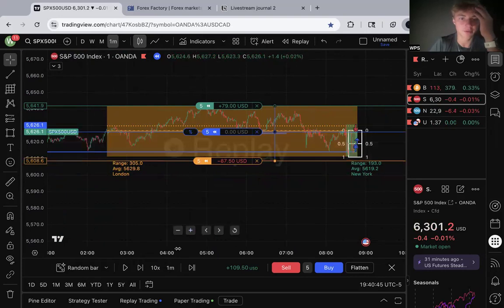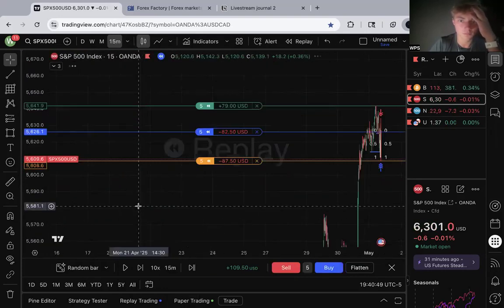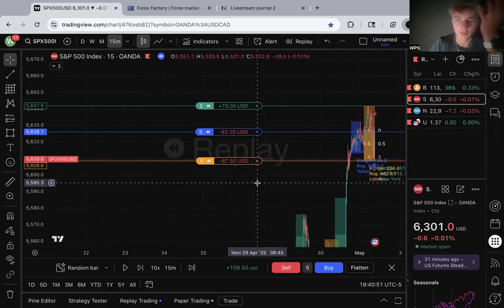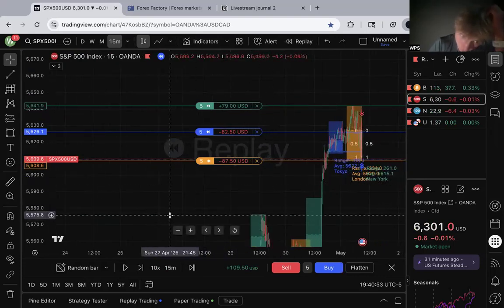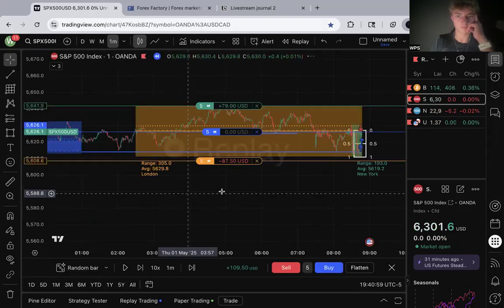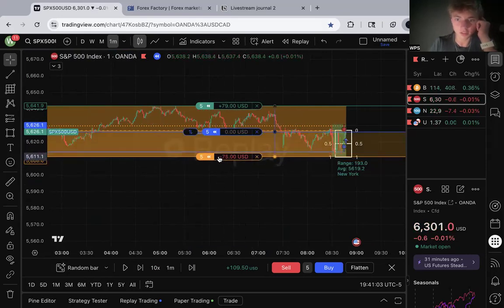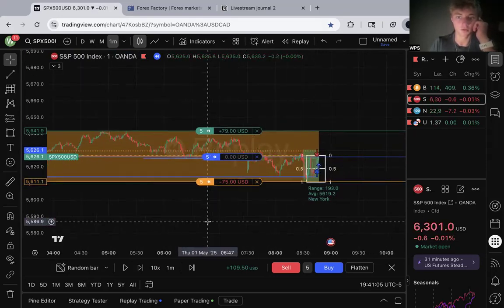Okay, I don't know what just happened. Okay, that's really weird. Like this area of liquidity. So 1 to 1, basically.